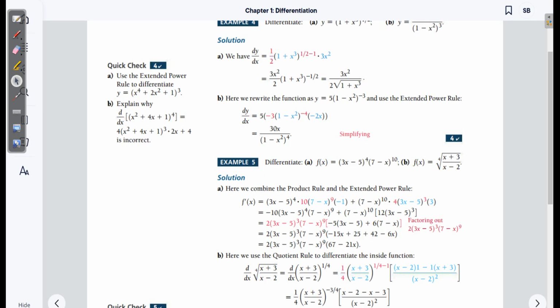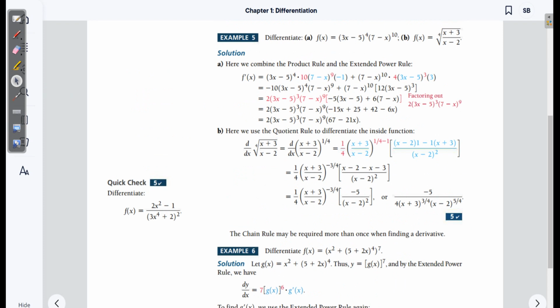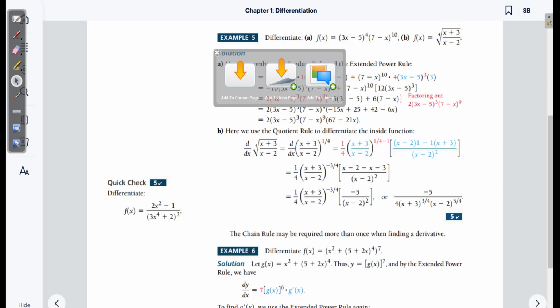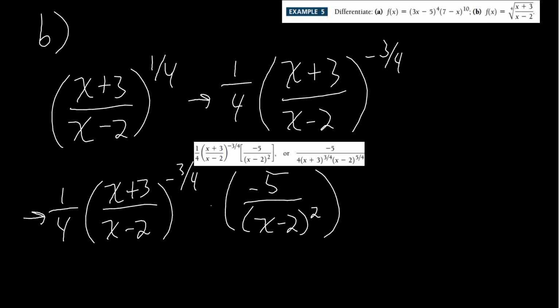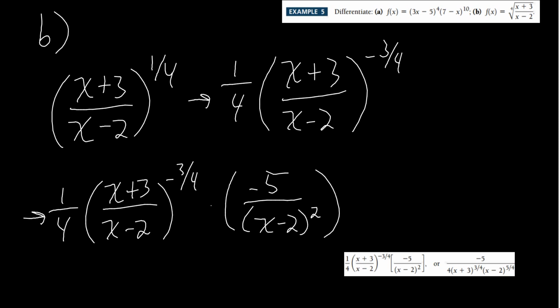Where are we at? Example 5. It's not the worst thing. And while we're at it, we're just going to check our work. Alright, so we've got 1/4, okay, good, we're good.